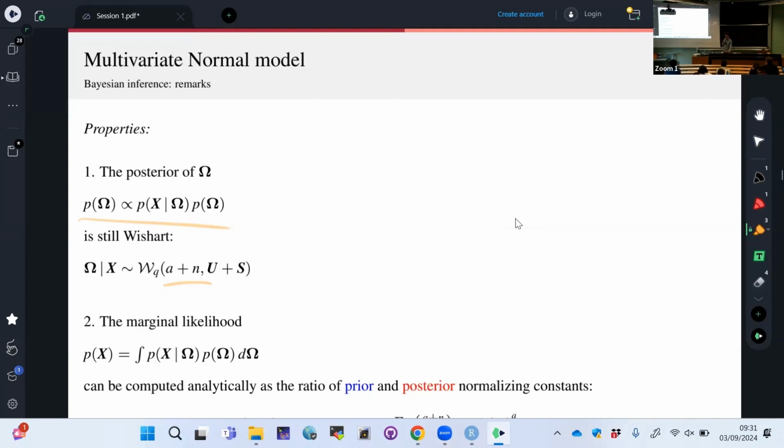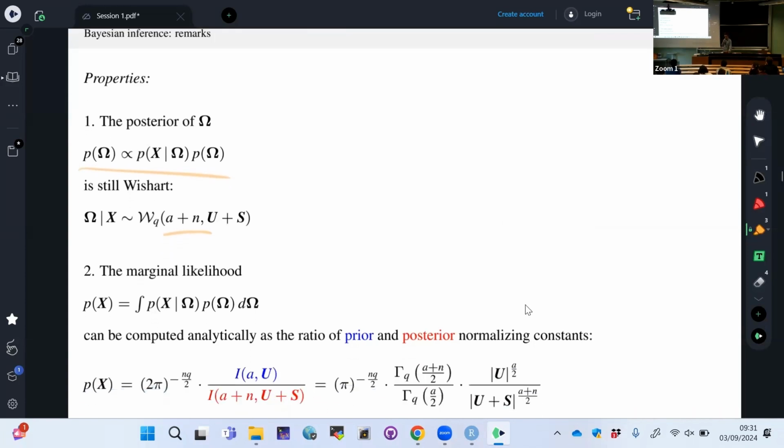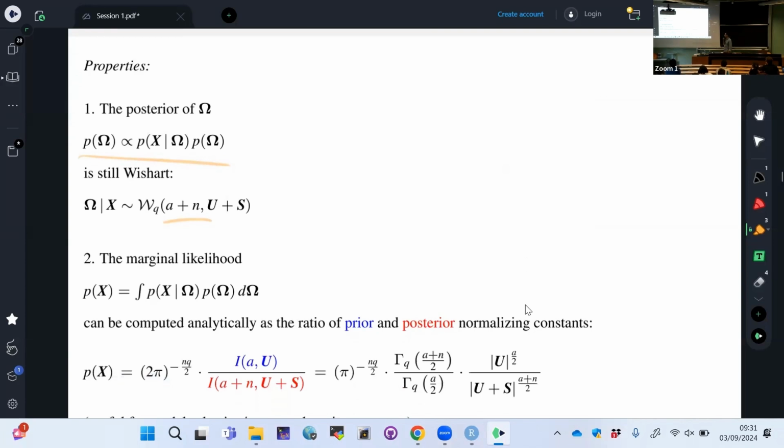Another important concept in Bayesian inference for graphical models is the marginal likelihood. What is the marginal likelihood? The marginal likelihood is an integrated likelihood. The idea is we start from the likelihood function and we would like to integrate it with respect to omega. If we multiply the likelihood times the prior on omega, what we obtain is the joint of x and omega.